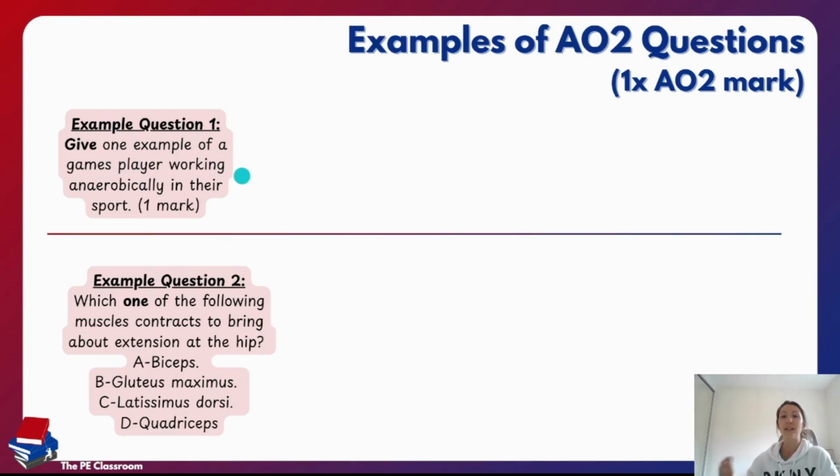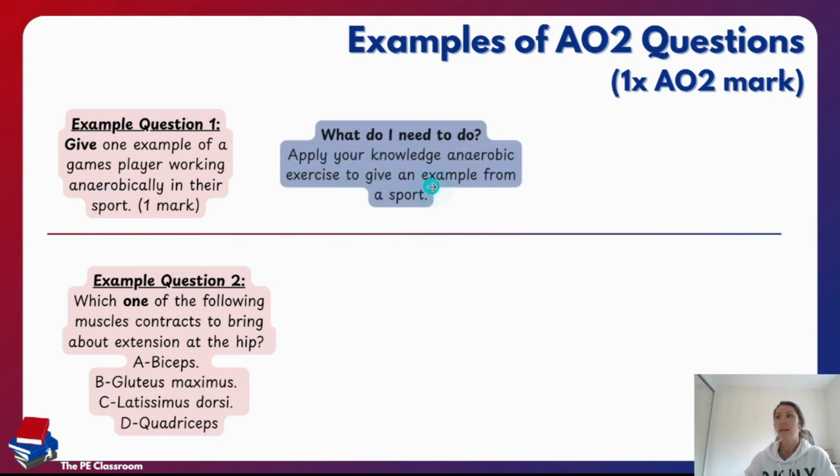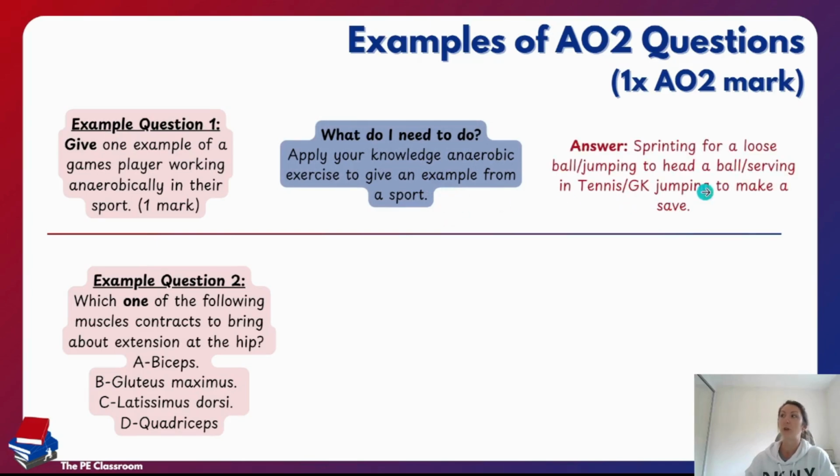So it's suggesting that you need to apply your knowledge of a games player, and essentially you're applying the knowledge of anaerobic fitness. So what type of player, or sport player, athlete works anaerobically. Okay, so nice and simple. Apply your knowledge of anaerobic exercise to give an example. So sprinting for a loose ball, jumping to head a ball, serving in tennis, etc. You could say any of them really.